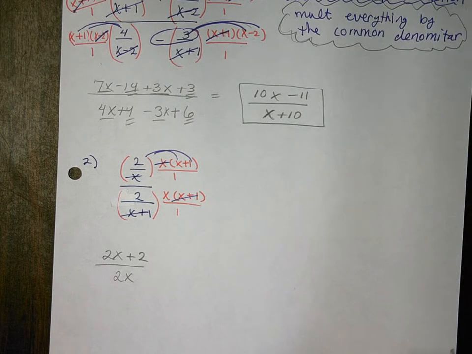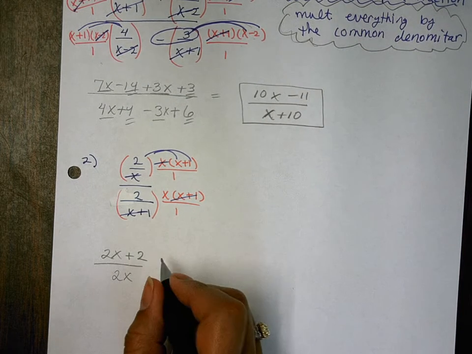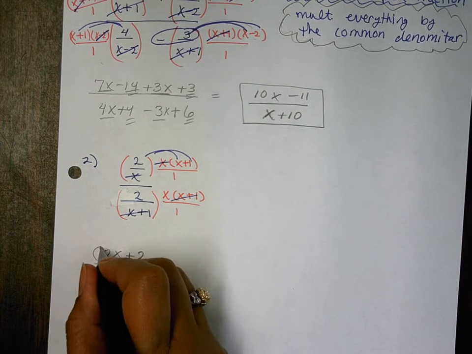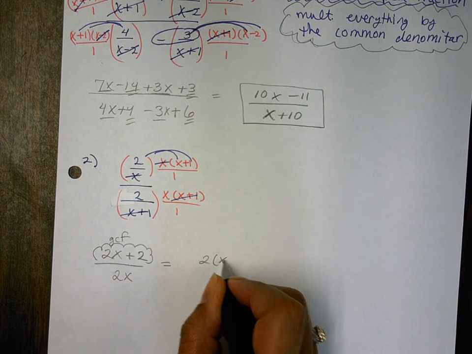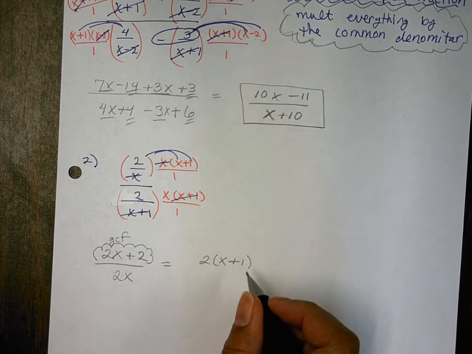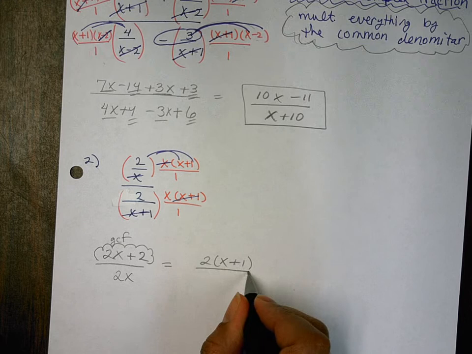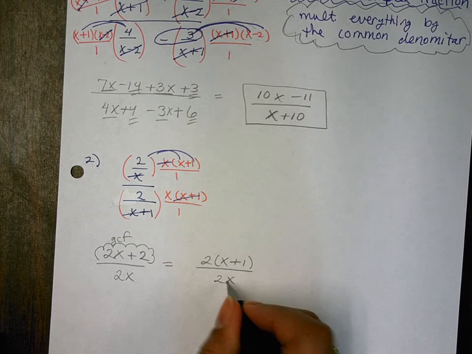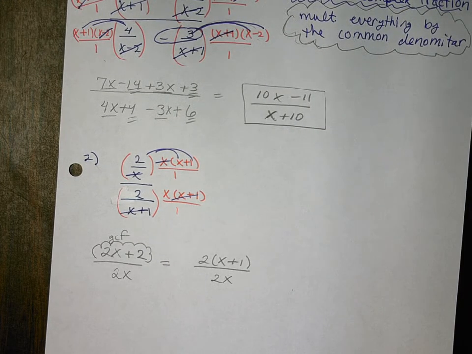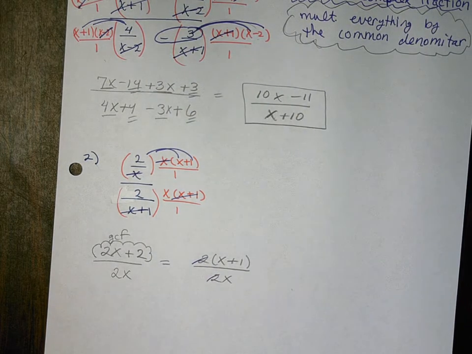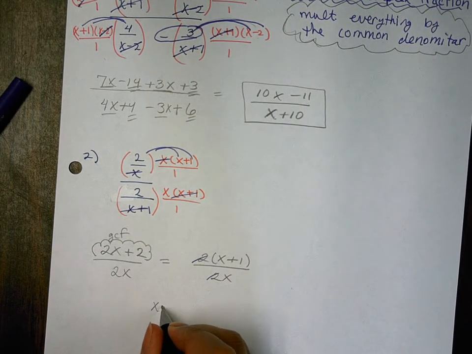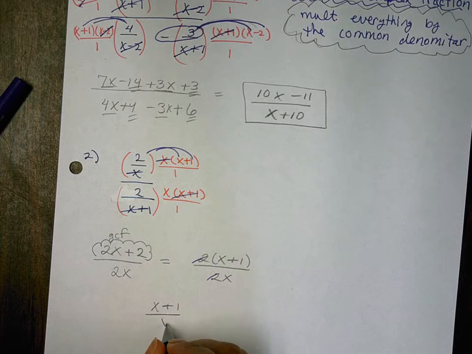Now, if you stopped here, there is a chance you could get it wrong because I don't know if I can reduce. So I have to factor up here with the GCF. That leaves behind x plus 1 all over 2x, and then you reduce. The 2's are gone, leaving behind x plus 1 over x.